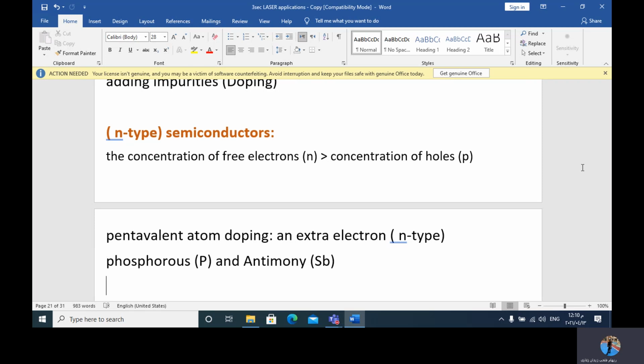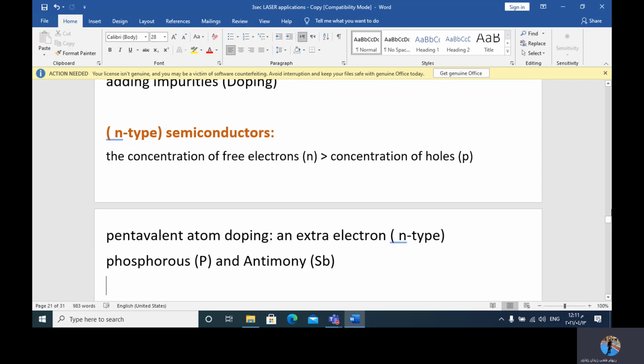They are defined by the concentration of free electrons, the negatively charged carriers, N, being bigger than P, the concentration of holes, the positively charged carriers. When this is the case, I call it N-type. Why N-type? Because the number of N is bigger than the number of P. So I call it N-type semiconductors. And how can this be done? How can I increase the number of negatively charged particles, the electrons?